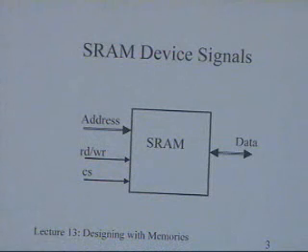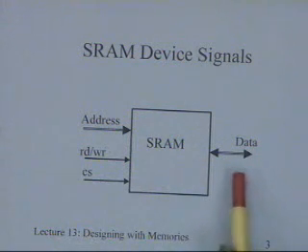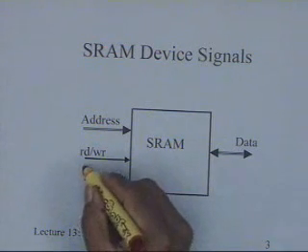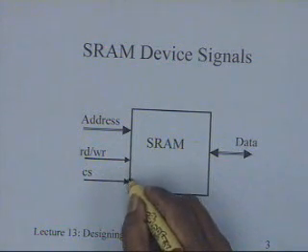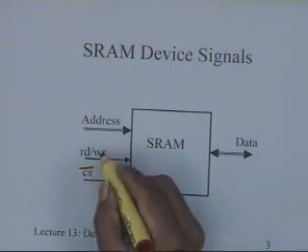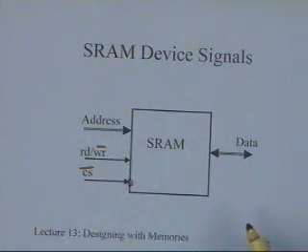So first let me talk about the static RAM and the device signals for the static RAM. The static RAM device signals consist of the address lines, the data lines, the read-write line, and the chip select line. Typically this chip select line is a complemented line and it's called CS bar.